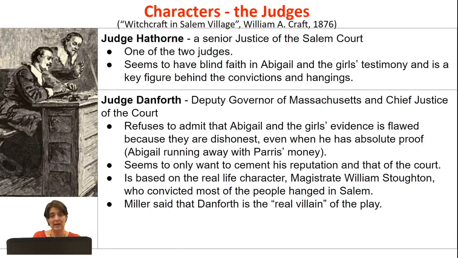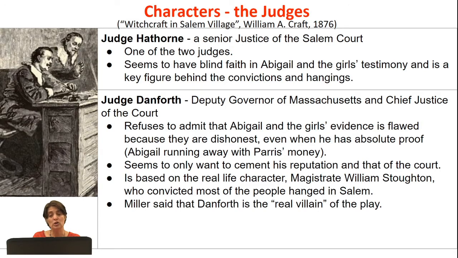And then finally we come to the judges, who are at the pinnacle of that power pyramid. So there is Judge Hathorne, who's a senior justice of the Salem court. He's one of the two judges in the play. And he seems to have absolutely blind faith in Abigail and the girl's testimony. And so he's a key figure behind all the convictions and the hangings. Judge Danforth was also the deputy governor of Massachusetts and the chief justice of the court, which is why people keep referring to him as Excellency.